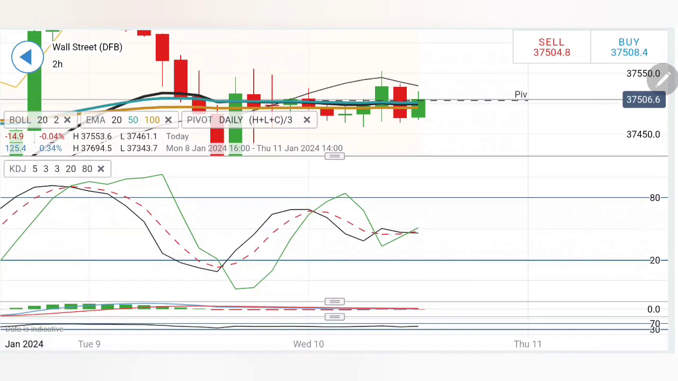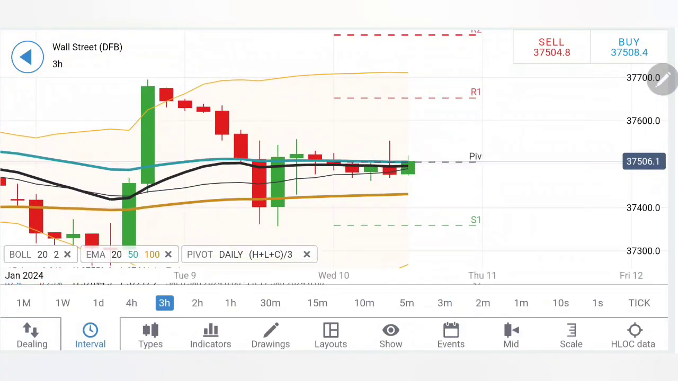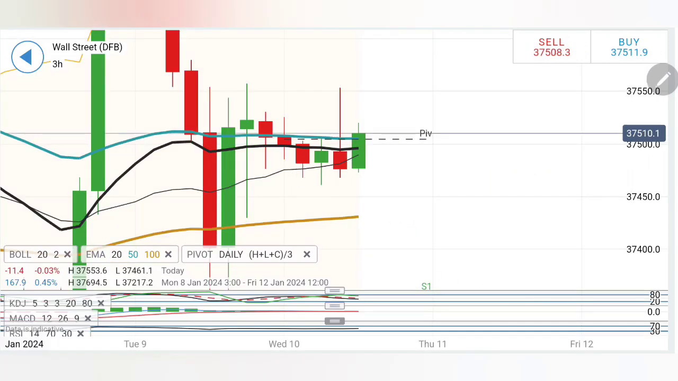Now, look at the stochastic. This is flat. MACD is trading with slight bearish bias. RSI rising. Coming to 3-hour charts, if you look at the 3-hour charts, similar observation.